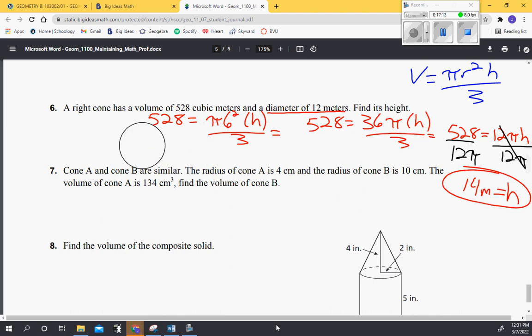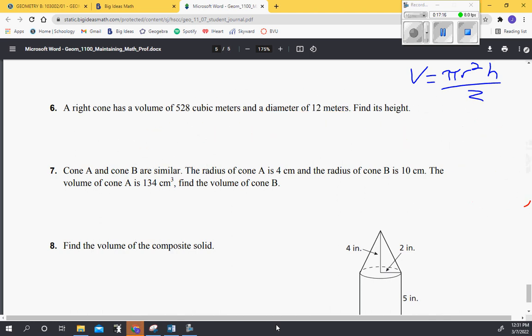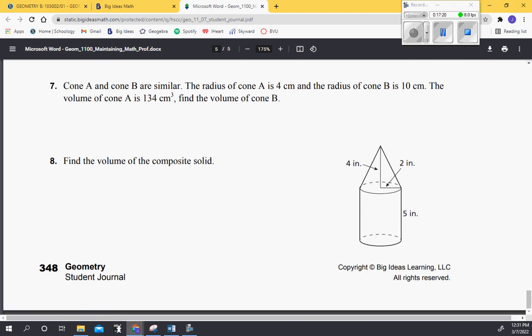Last two problems. We have similar objects, similar shapes. Now with 3D shapes, we have to cube the measure, and don't cube the volume, cube the measure. Well, A and B are similar. The radius of A is 4 centimeters. The radius of cone B is 10 centimeters. The volume of cone A is 134 centimeters. Find the volume of cone B.